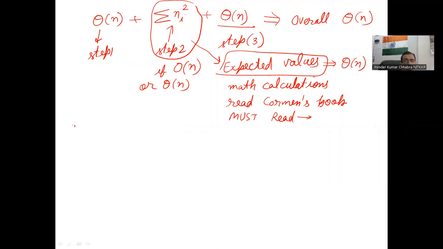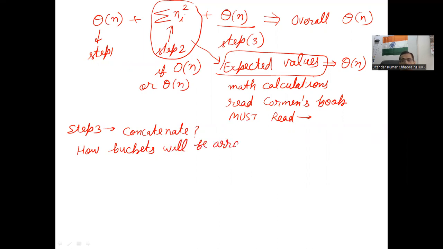Now I talk of step 3, concatenation and related issues. So now the question comes, how will concatenation be done? A bigger question comes: how will buckets be arranged, stored, maintained and used? That is going to be another big question.